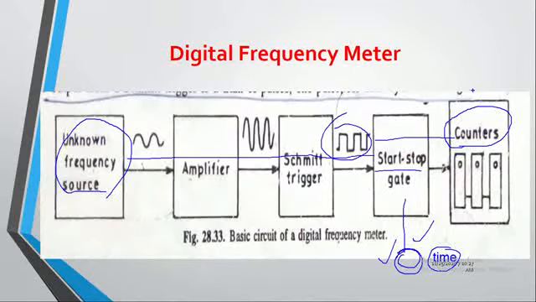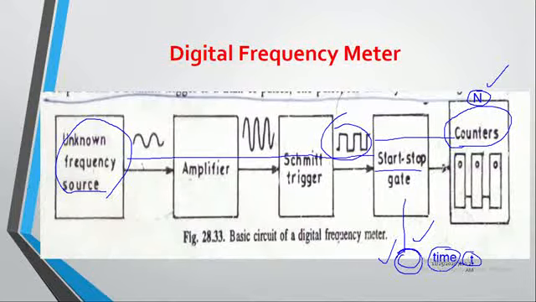I'm assuming that count as capital N, meaning the counter has counted N number of pulses during the time period. I'm assuming that the switch is closed for the time period of small t. So the switch is closed for the time period small t, and within this time period the number of pulses counted by the counter is N.